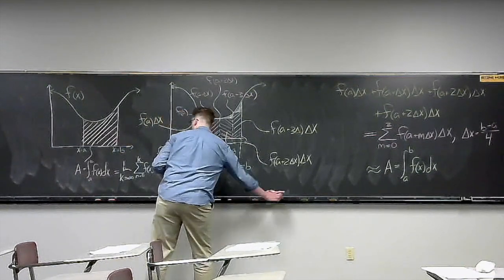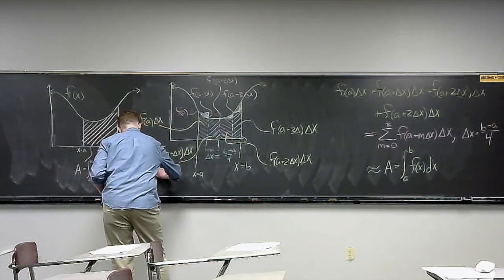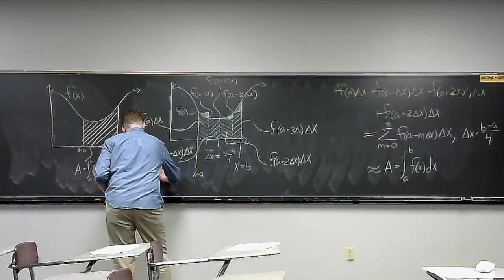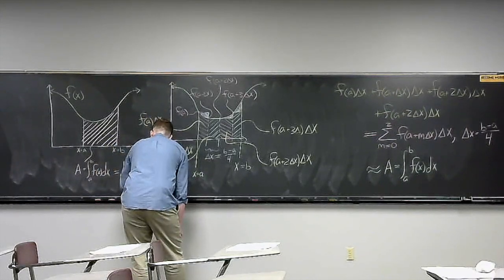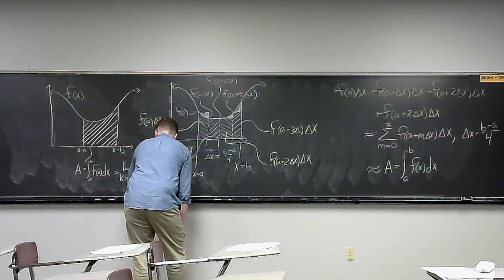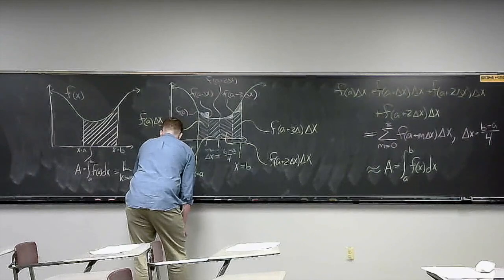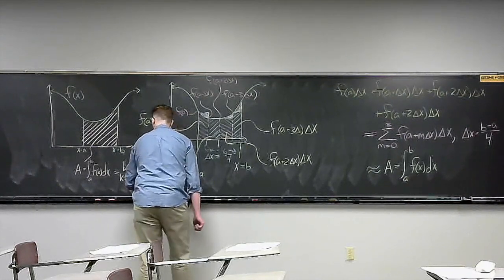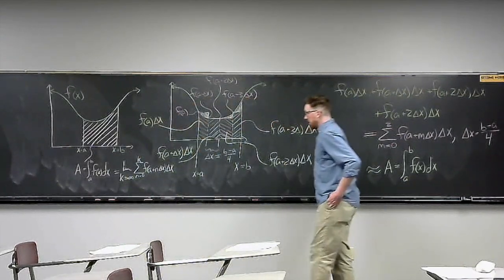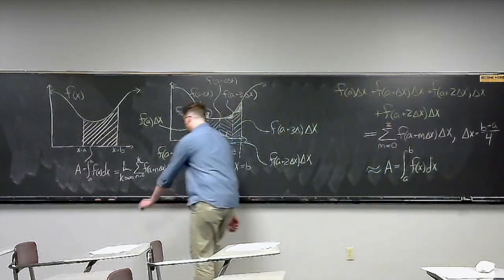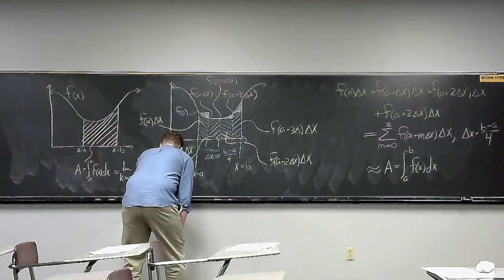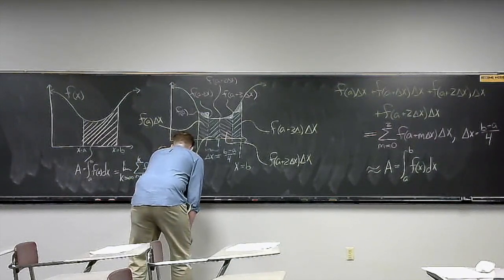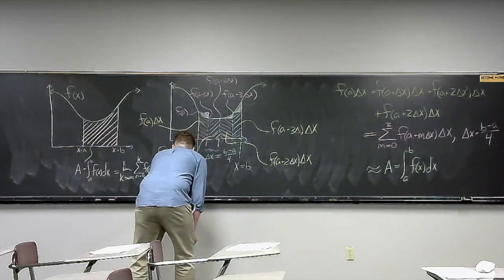I'm going to write it like this: f of a plus n times delta x, all that times delta x, where delta x is equal to b minus a over k.